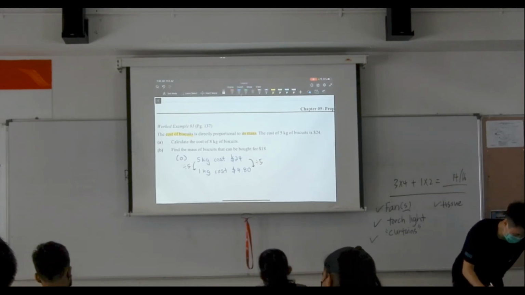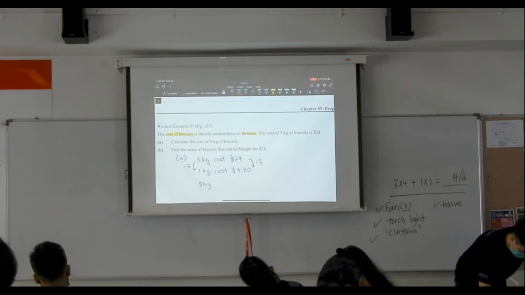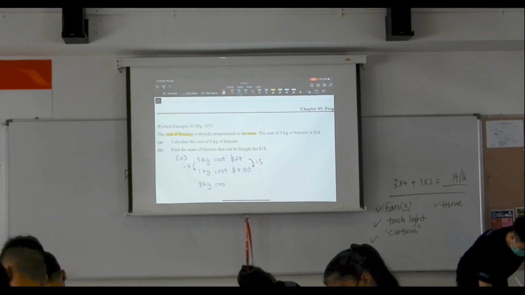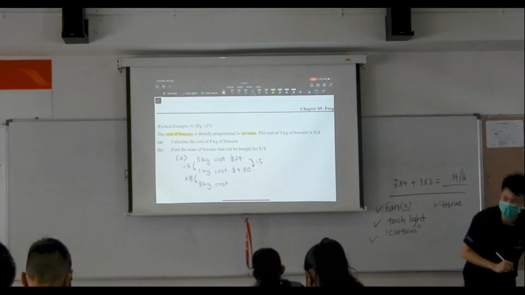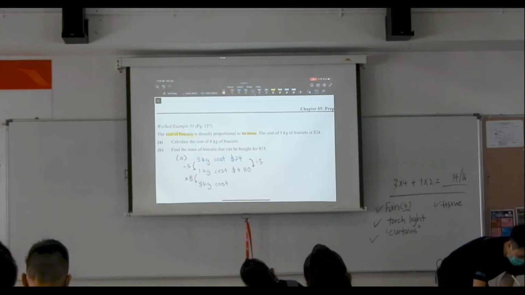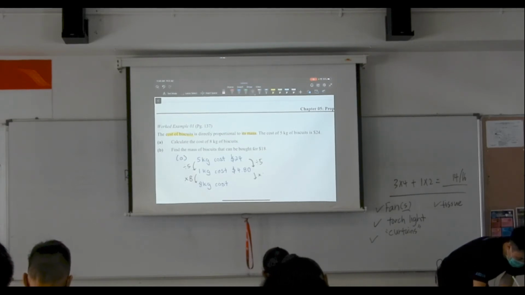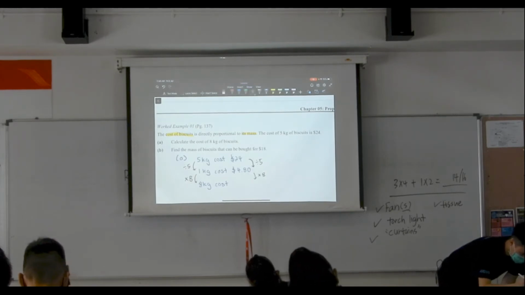Next we want to find 8 kg. So 8 kg costs how much? What we're going to do now is times 8 here, correct? So we will have $4.80 times 8 as well, which is $38.40.